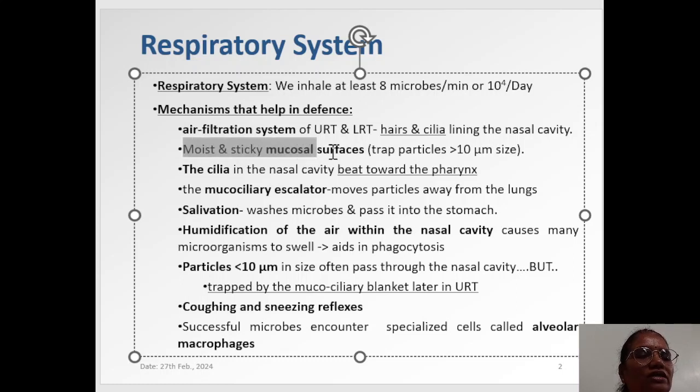The second important thing is the mucosal membrane, which is continuously present throughout the respiratory tract and traps particles larger than 10 micrometer in size. Particles smaller than this size can enter the lower respiratory tract. The larger particles are trapped initially in the upper respiratory system. Further, the beating of cilia in this region is like an escalator mechanism.